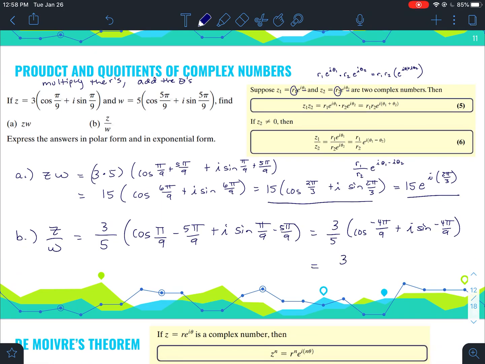And then in exponential form, it would be the radius, and then e^(i), and then times the angle, so negative 4π over 9. So those would be your products and quotients in polar form and exponential form.